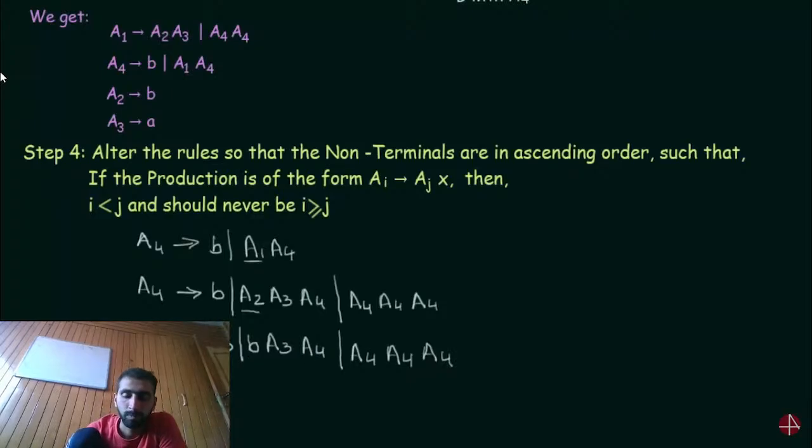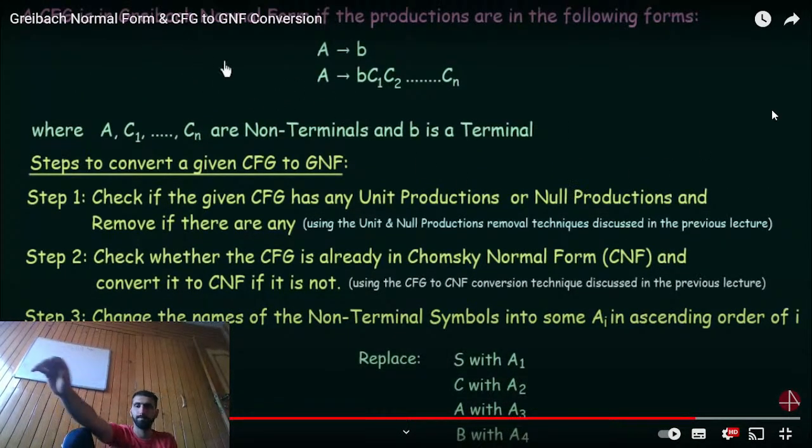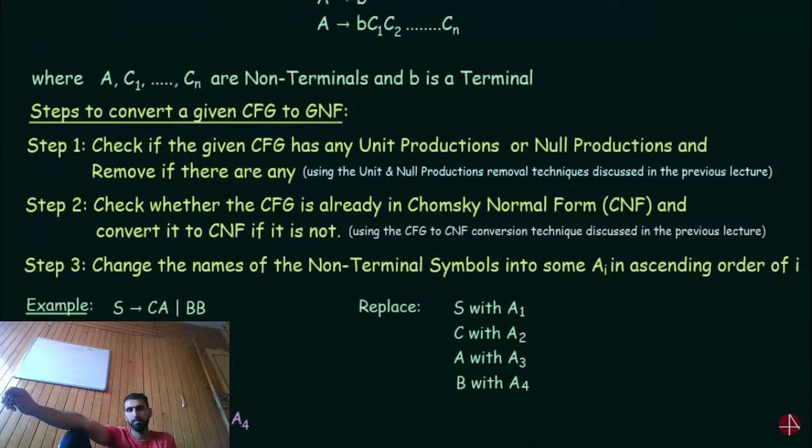Now let's see if it is following our rules or not. So here we see that A4 gives B, okay, that is fine, and A4 gives B, A3, A4. Now if you remember the rules of Greibach normal form, if a non-terminal symbol gives a terminal symbol followed by anything, then that is in Greibach normal form. So let me just take you up there once. A CFG is in Greibach normal form if it is giving a terminal symbol directly, or if it gives a terminal symbol followed by any other variables, then also it is in Greibach normal form.